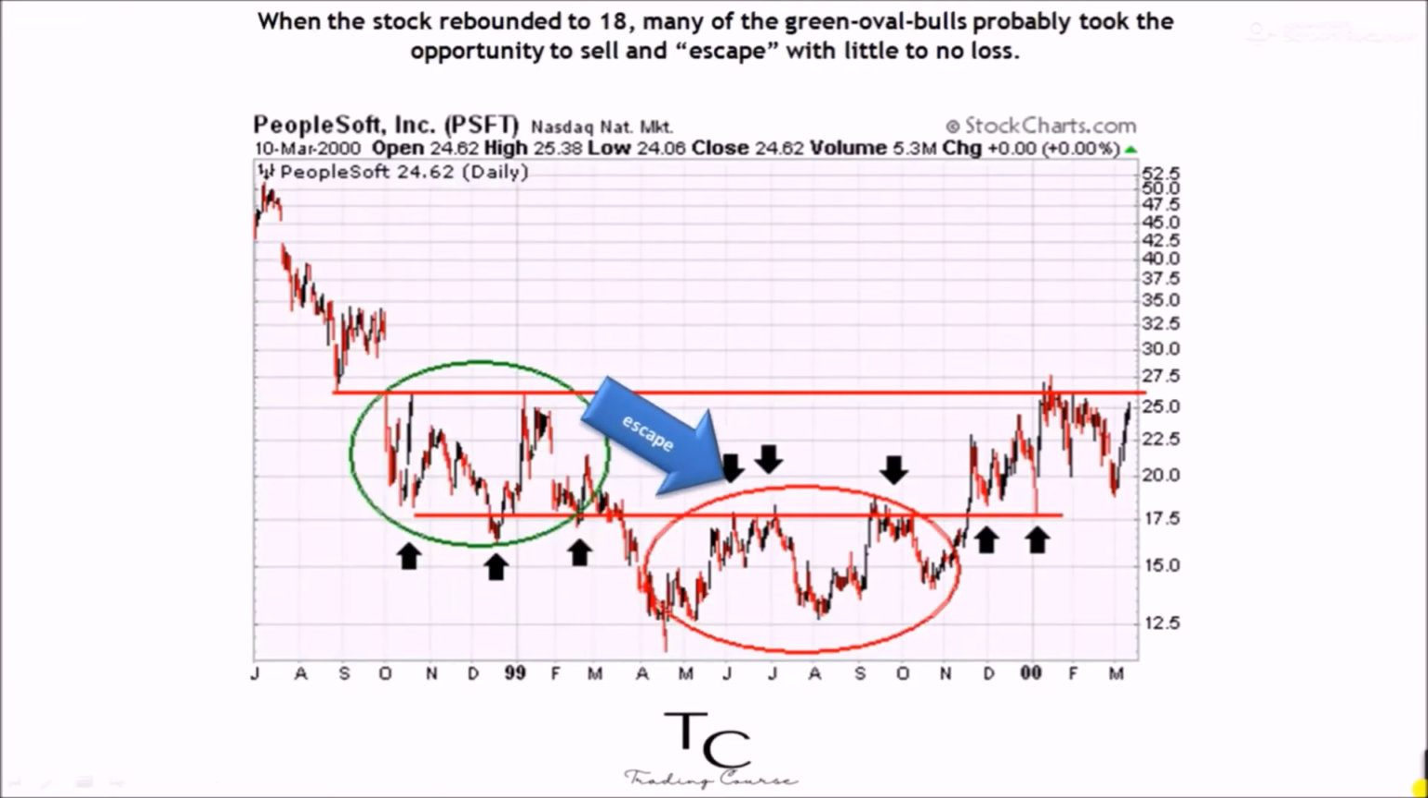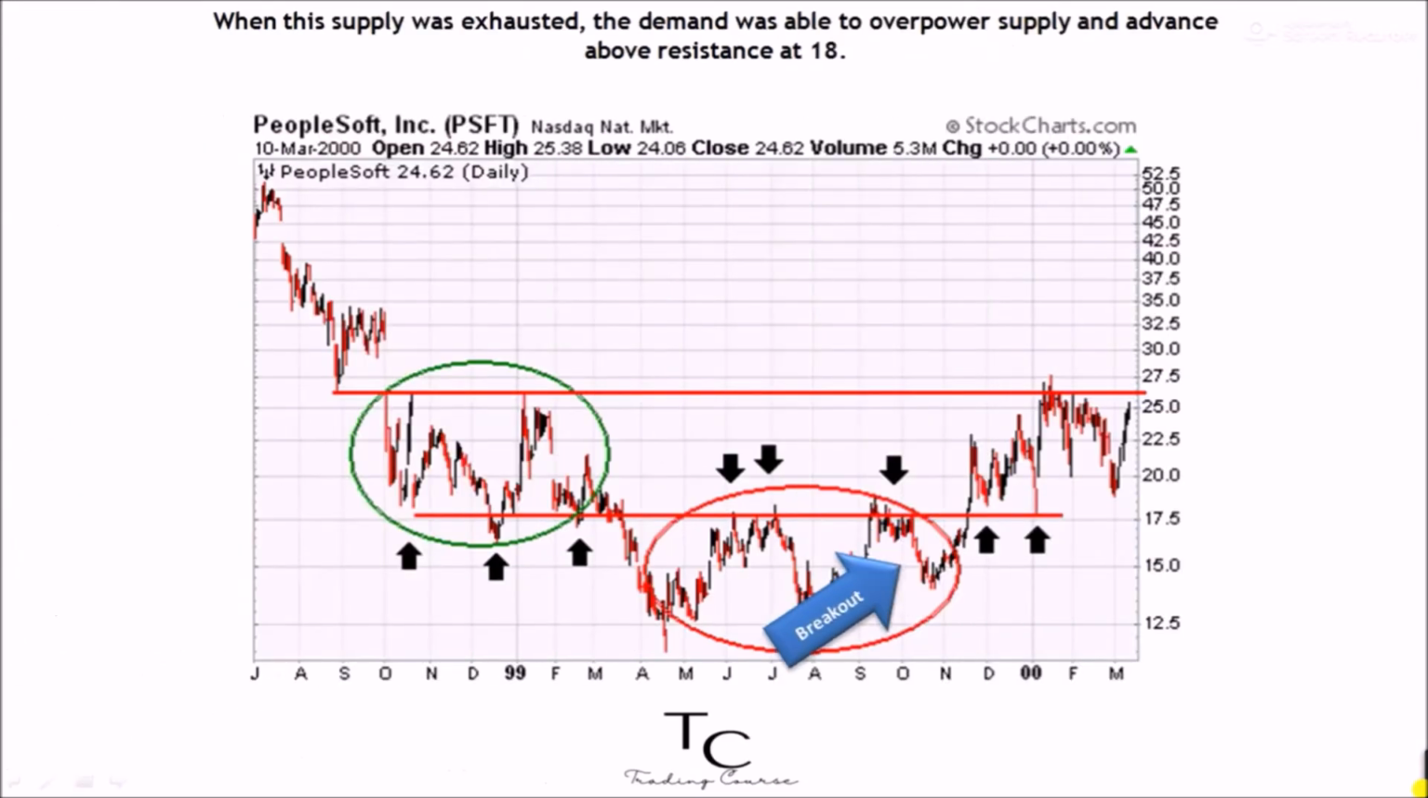When the stock rebounded to 18, many of the green oval bulls probably took the opportunity to sell and escape with little to no loss. When this supply was exhausted, the demand was able to overpower supply and advance above resistance.